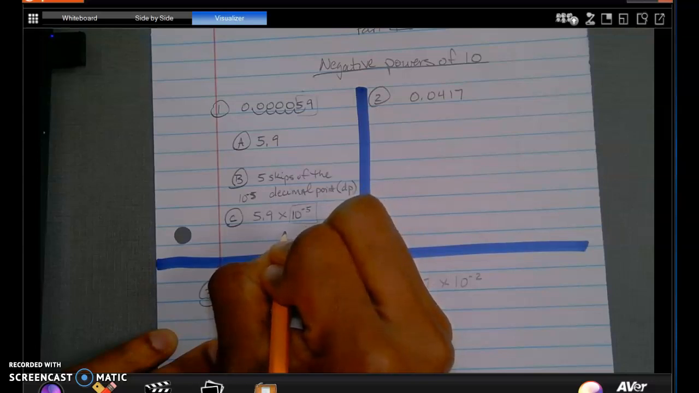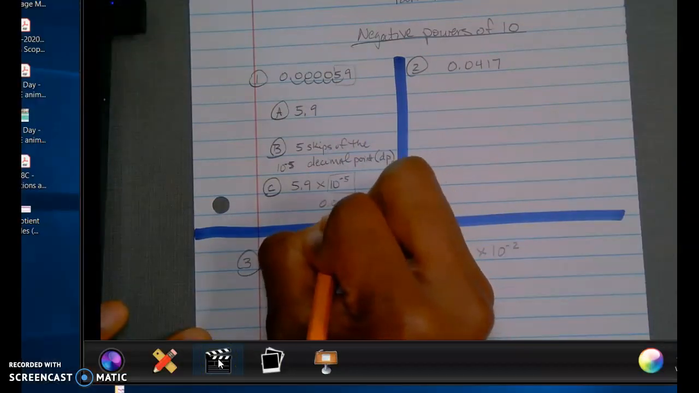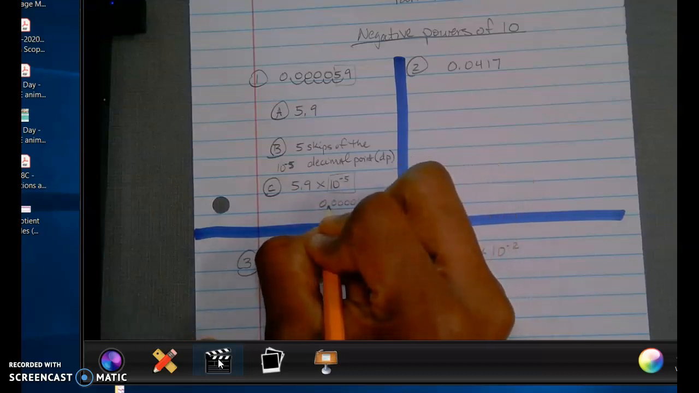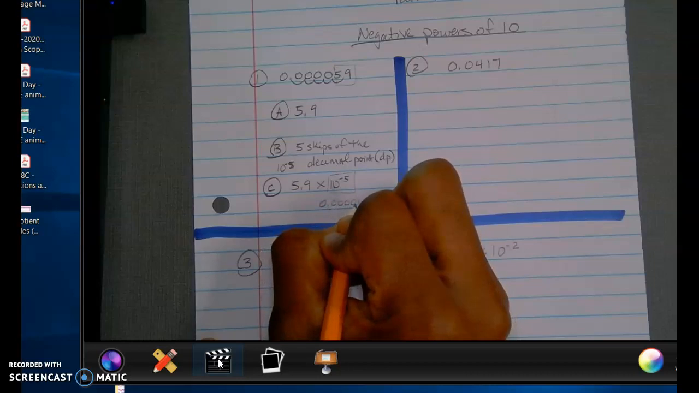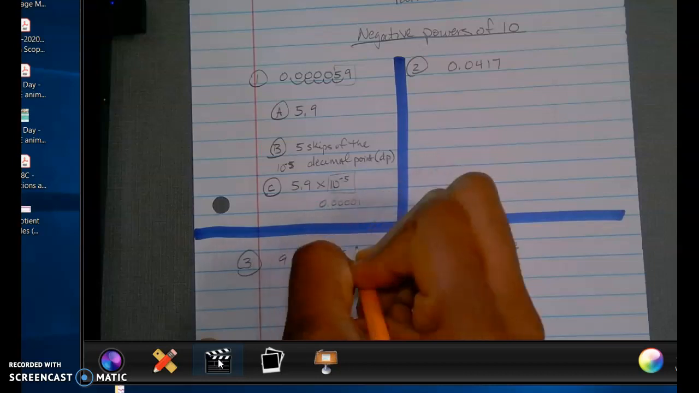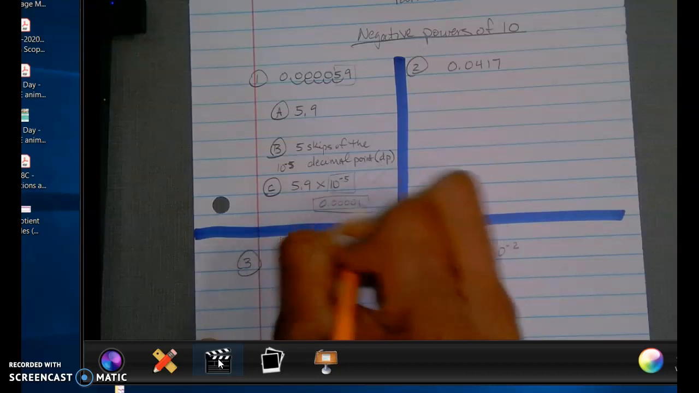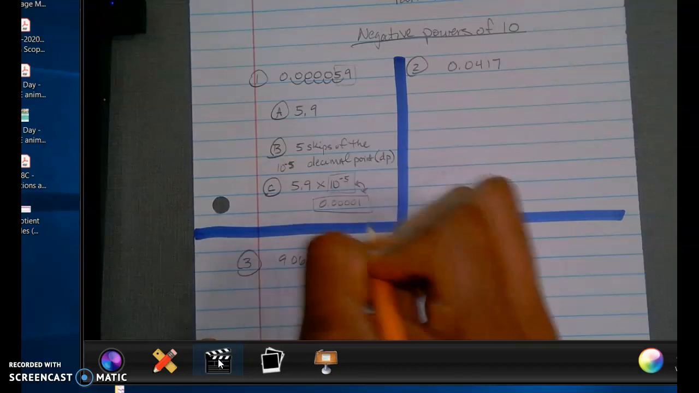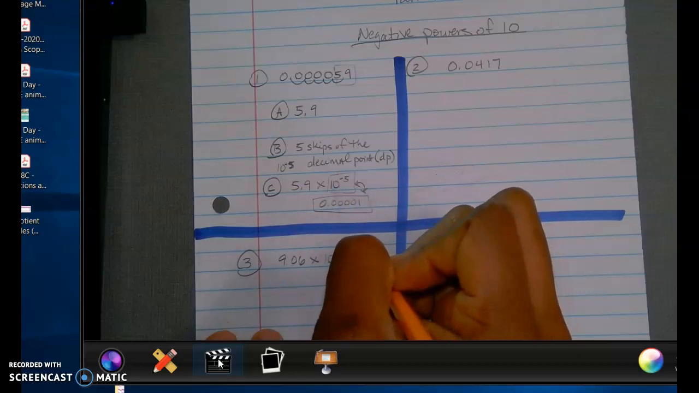Okay, this would be 0.0001. Okay, because if I were to move that decimal over 1, 2, 3, 4, 5 places, I'm going to confirm. Okay, that would be this number. Basically, this is what this would equate to. Multiplied by 5.9 is going to give me that number.